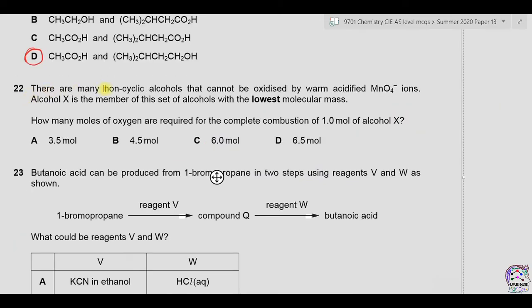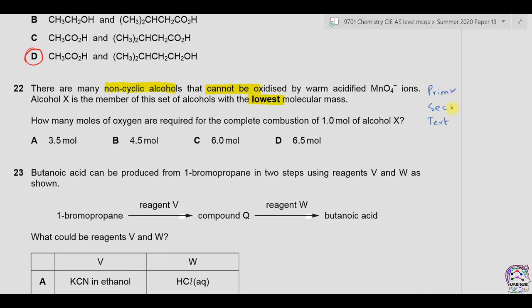Question 22. There are many non-cyclic alcohols that cannot be oxidized by warm acidified manganate ions. Alcohol X is the member of this set of alcohols with the lowest molecular mass. Now we know that there are three types of alcohols. One is primary alcohol, second is secondary alcohol, third is tertiary alcohol.